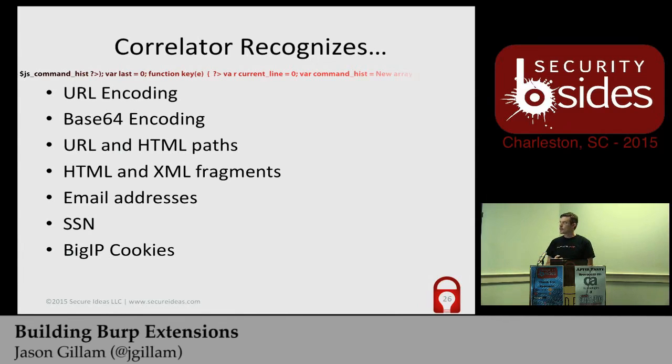One that's not on here is credit cards. It's supposed to run the Luhn algorithm to determine if it's a valid credit card number, and I'm not 100% sure it's working. It'll currently also decode BigIP cookies. If it runs across a BigIP cookie, it'll decode that into the IP addresses. All of this it does automatically, and I eventually want it to do more.